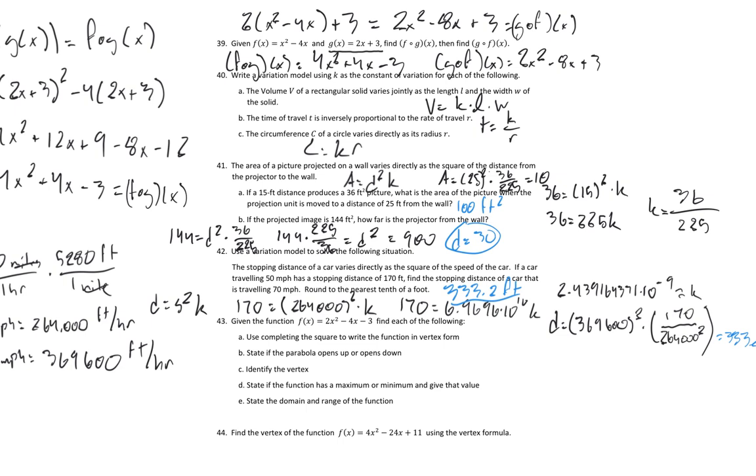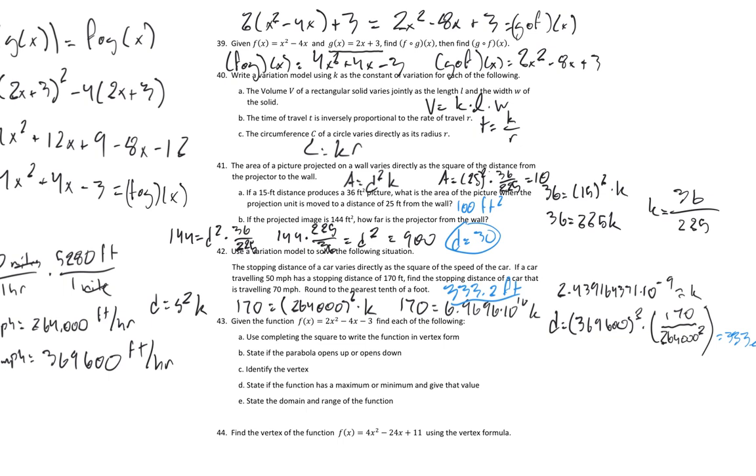Number 43 says, given this function, find each of the following. First, complete the square to write the function in vertex form. State if the parabola opens up or opens down. Identify the vertex. State if the function has a maximum or minimum, give the value, and state the domain and range. Okay, so let's get started completing the square.